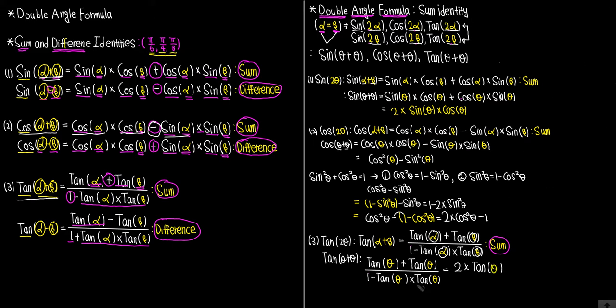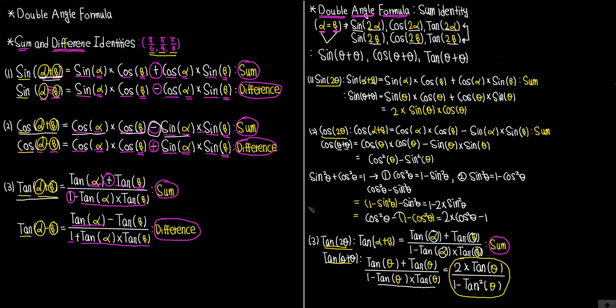All of that over the denominator, which will be 1 minus tangent theta times tangent theta, where tangent theta times tangent theta can be replaced as tangent squared of theta. So we have the tangent of 2 theta, which is tangent of theta plus theta, as 2 times tangent theta over 1 minus tangent squared theta. So we defined the sine of 2 theta, cosine of 2 theta, as well as tangent of 2 theta, which are the double angle formulas for trigonometry.